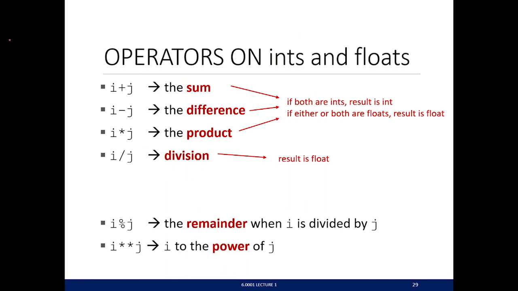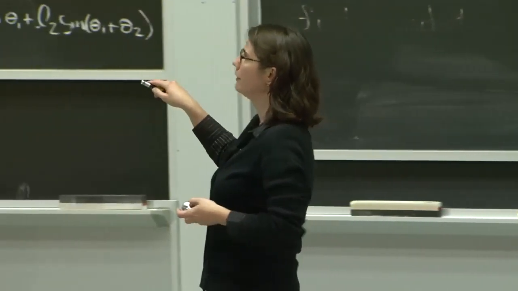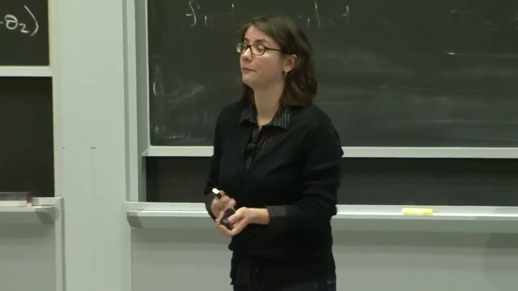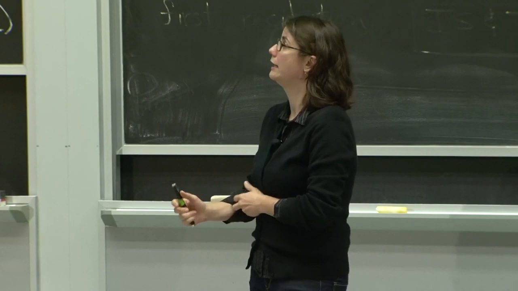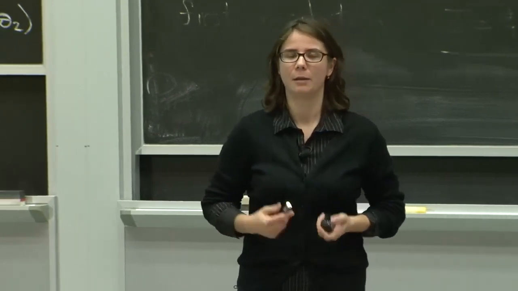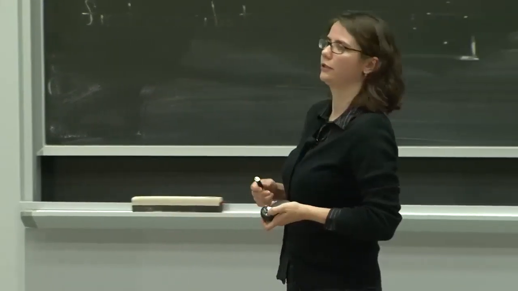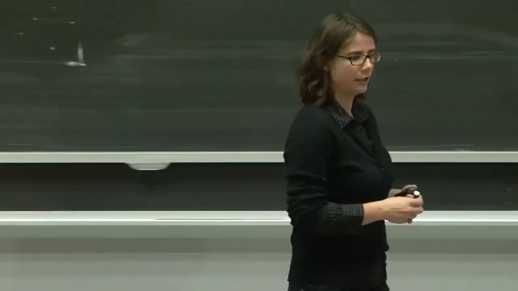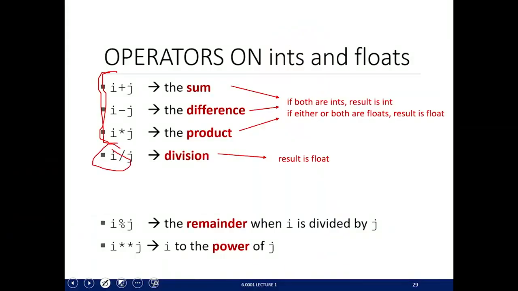For the first 3, the type of the answer that you get is going to depend on the type of your variables. So if both of the operands are integers, then the result you're going to get is of type integer. But if at least one of them is a float, then the result you're going to get is a float. Division's a little bit special in that no matter what the operands are, the result is always going to be a float.